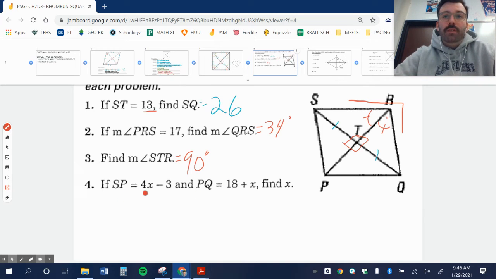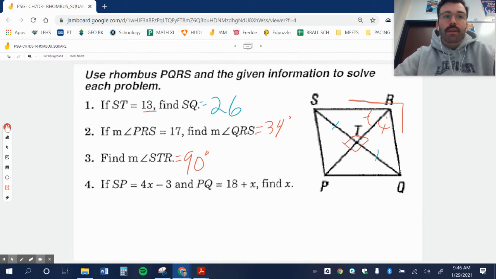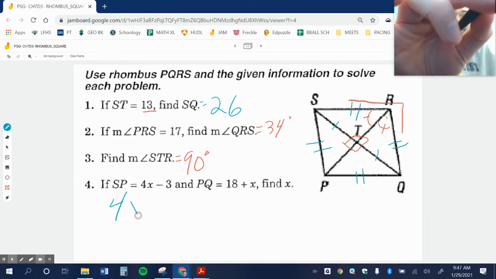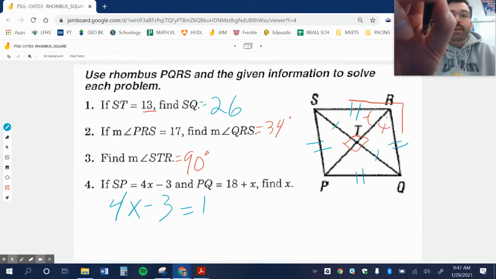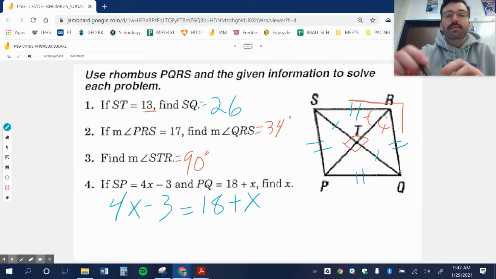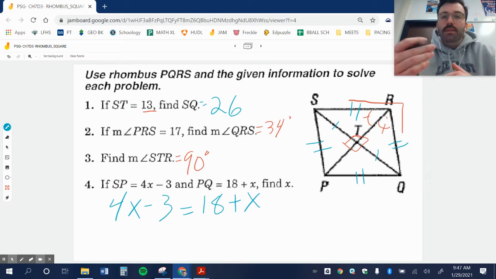All right, let's keep going. Last one. If SP is 4x minus 3 and PQ is 18 plus x, find x. Well, I know in a rhombus that all 4 sides are going to be congruent. So I'm going to set 4x minus 3 equal to 18 plus x. So why don't you pause the video now and solve for x.